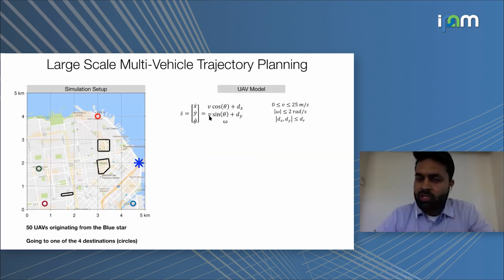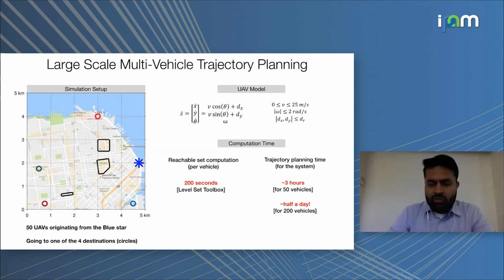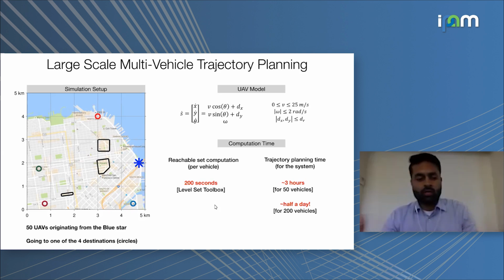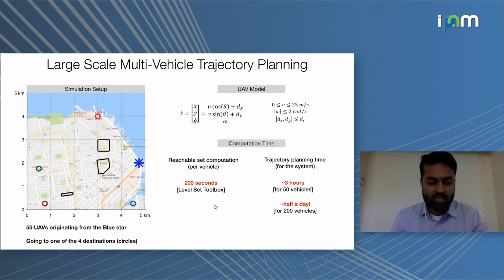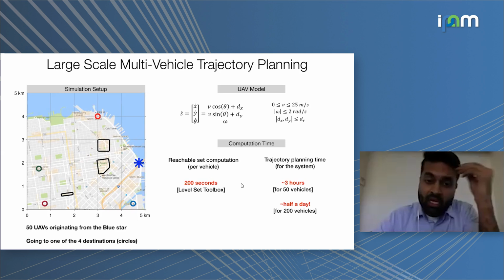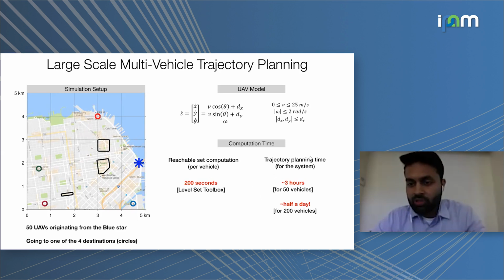And for simulation purposes, we are using a very simple 3-dimensional model for each of the vehicles with specs that are aligned with the current performance specs of the drones. So to give you a sense of the computation time, the reachable set computation per vehicle here takes about 200 seconds on the level set toolbox. If you're not familiar with the level set toolbox, this is an amazing toolbox developed by Professor Ian Mitchell during his PhD, and he's now a professor at the University of British Columbia. And this 3-dimensional system takes 200 seconds to compute this backward reachable set, which means that for 50 vehicles, it takes about 3 hours. And for 200 vehicles, it would take about half a day.